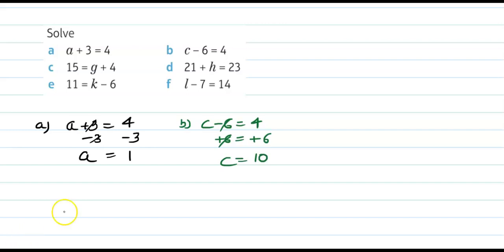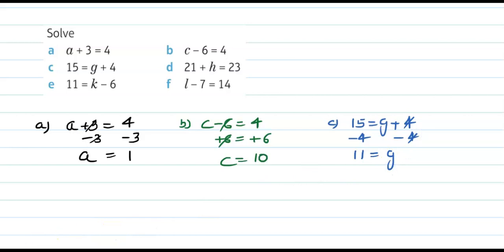Okay. Now let's go for the next part. So that is 15 equal to g plus 4. We want g here. So what we can do? Minus 4 both sides. So 15 take away 4 is 11. This is cancelled and it is g.